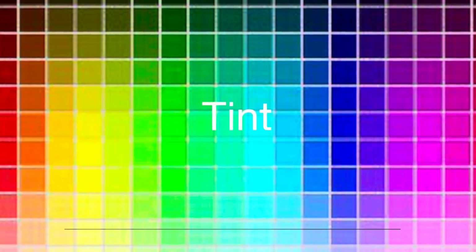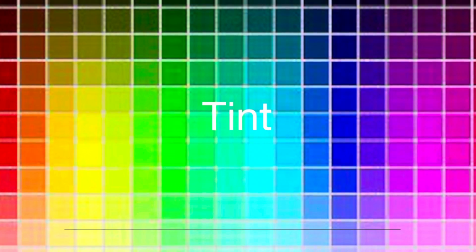What are you making when you mix white with a hue or a color? Adding white to a color makes a tint. What is it called when you mix black with a color? Adding black to a color makes a shade.